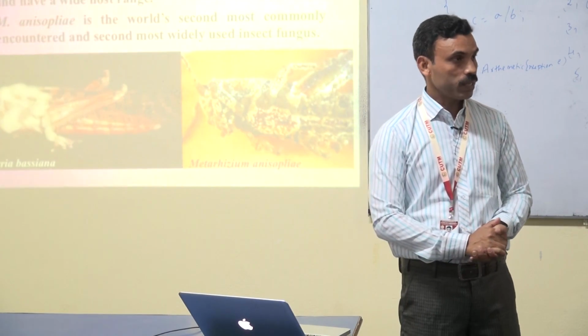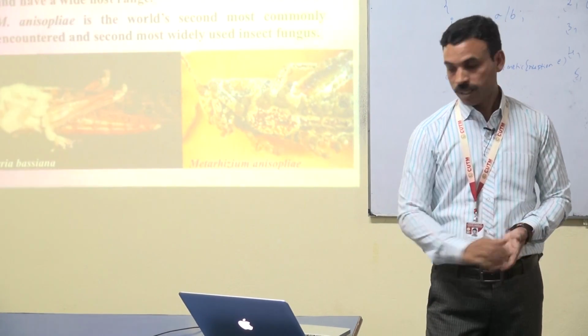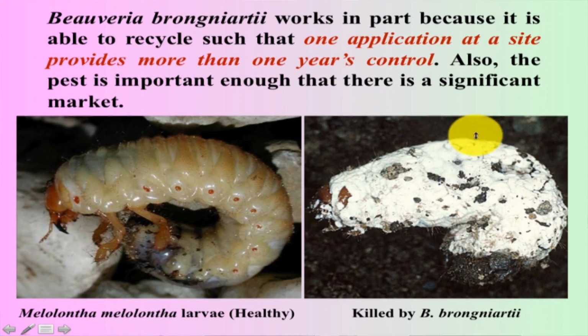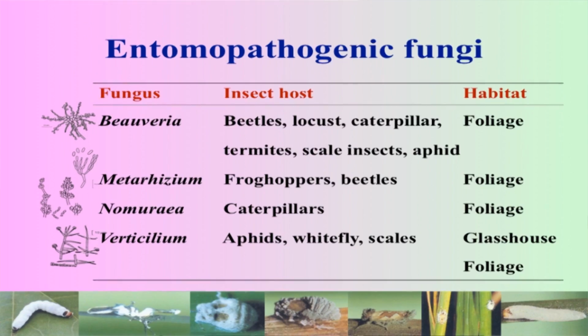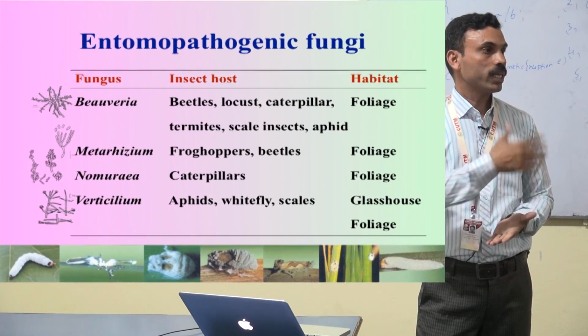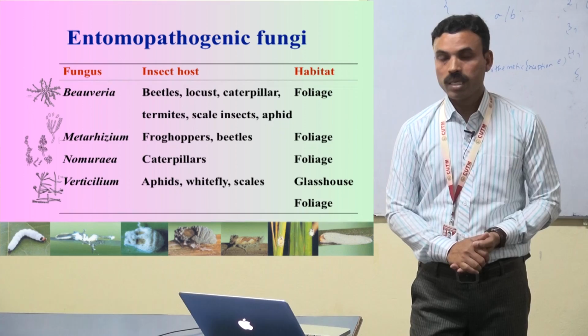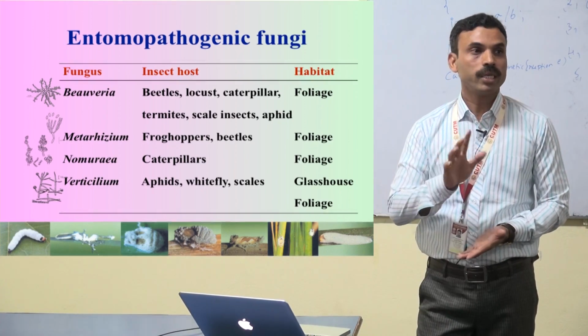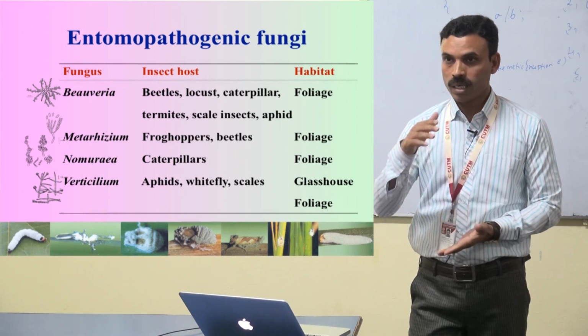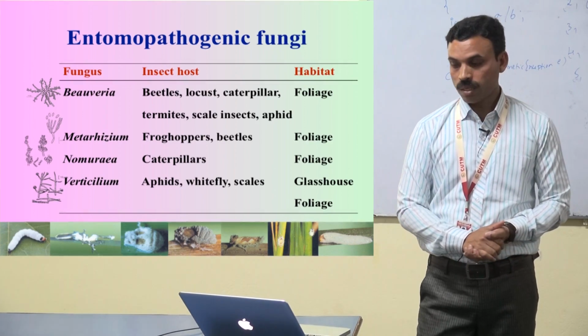So these two are among the main entomopathogenic fungi in this category. Another very good entomopathogenic fungus is Beauveria brongniartii. It looks whitish, but it is a very good product for the control of white grubs, which feed on sugarcane roots. Here we have mentioned the 4 entomopathogenic fungi, the type of insect they affect, and their habitats. Beauveria can infect beetles, locusts, caterpillars, termites, scale insects and aphids, and generally they are on the foliage. Of course, termites are subterranean, but they can also be controlled by Beauveria.